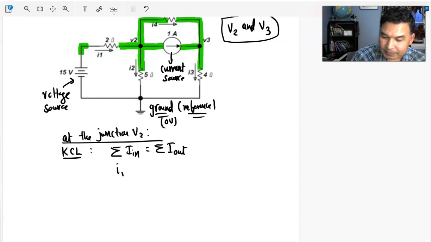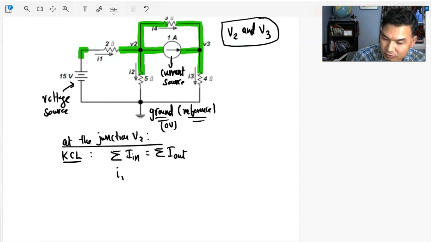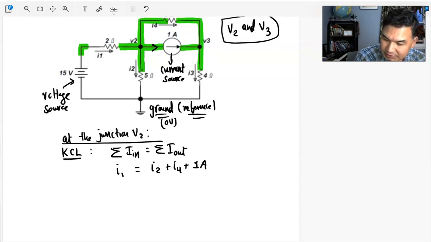Back to this node. At node V2, I1 is the only current that is coming in, so everything else is going out. I2 is going, plus I4 is also going, plus this 1 amp is also going. That's it.